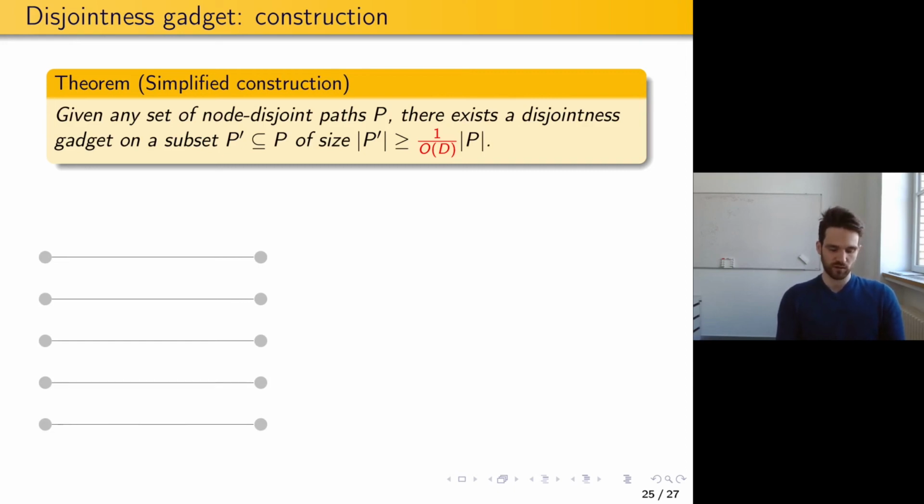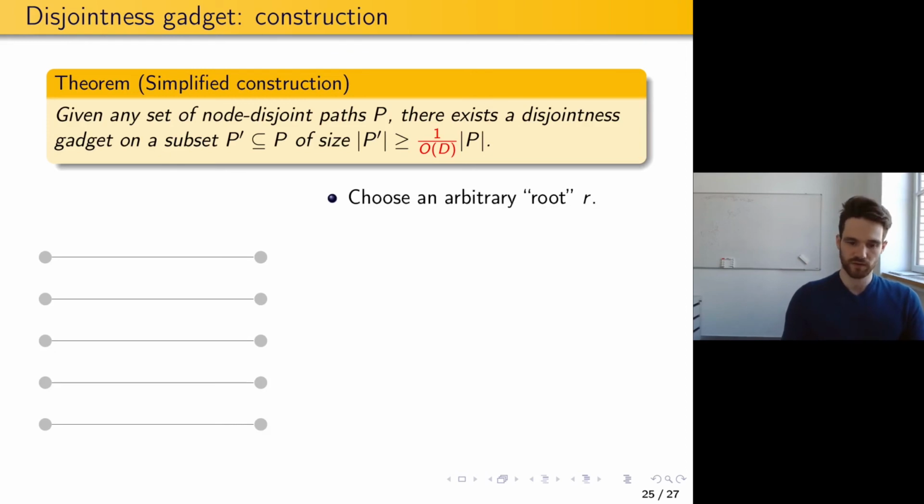So here is how it goes. Suppose that you have the set of original no-disjoint paths P here on the down left. And the procedure is like this. First, we choose an arbitrary root R. So just choose an arbitrary node, let's put it here, and call it the root R.